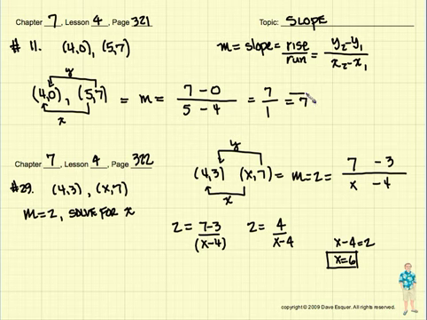So there's our solution. X is equal to 6, and for problem number 11, the slope was m is equal to 7.